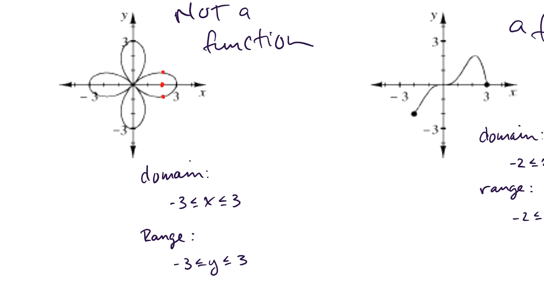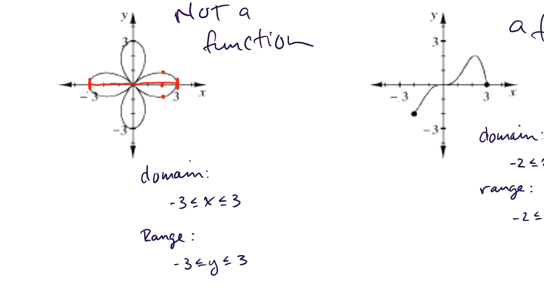Remember, the domain is the values of x for which there are outputs, and you can see the domain starts right here at -3, and it continues all the way until +3. So any spot along there, I can tell you what y value it is. So x's from -3 to 3 have y values. It's just that some of them have more than one y value.